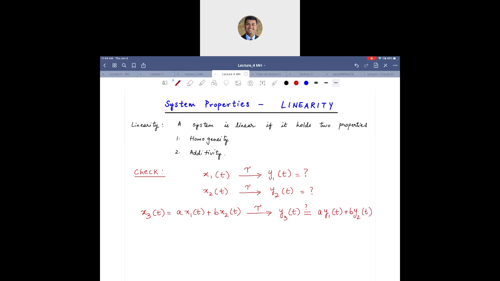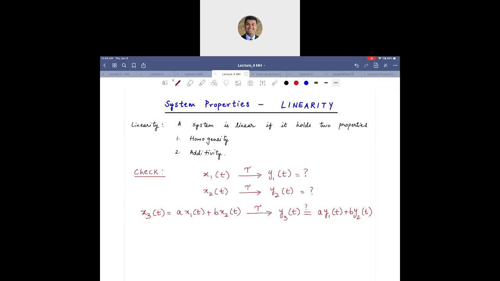If it is equal, then it is linear. If it is not equal, then it is not linear. So I hope you can see that you have combined both the properties over here by writing the a and b scalars and also adding them up. So one check for both properties with linear.